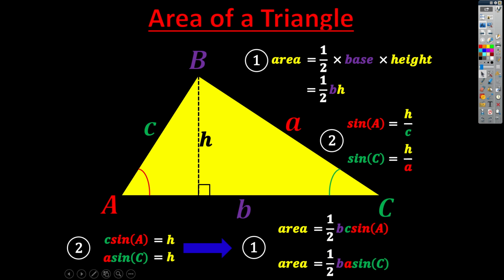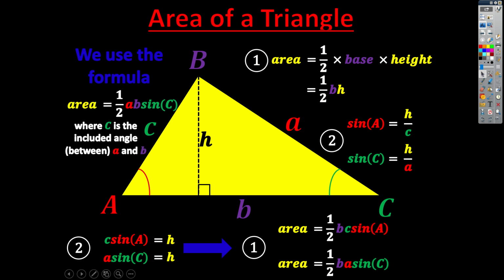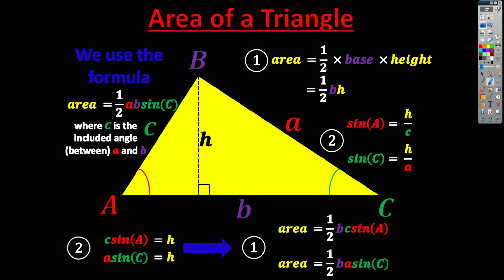In 2 out of the 3 cases that we like to consider, we tend to write it in this form as a half ab sine C. But you've got to note that however you've labelled up your triangle, the angle that you use for C has got to be the one in between the sides a and b. So in other words, to use this formula properly, you've got to make sure that you've got what we call an SAS, which is going to be a side, and then the included angle in between, and then the other side, like this.